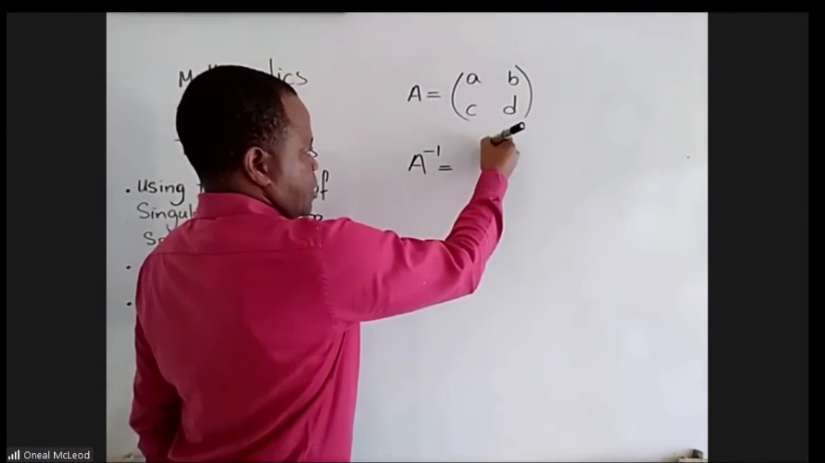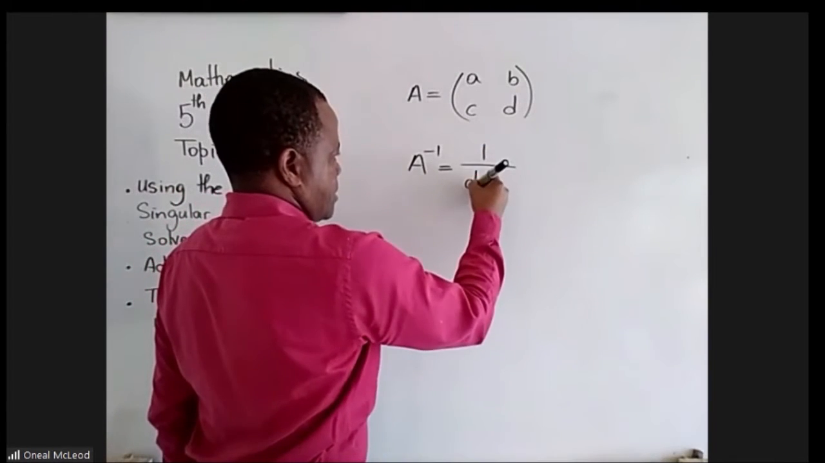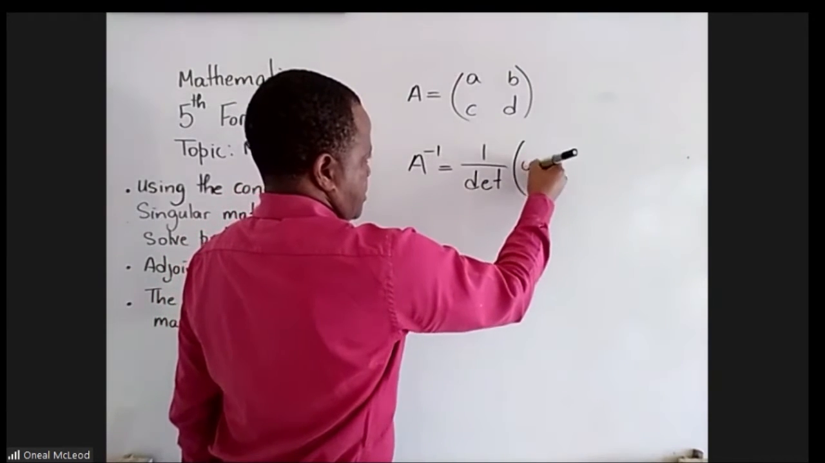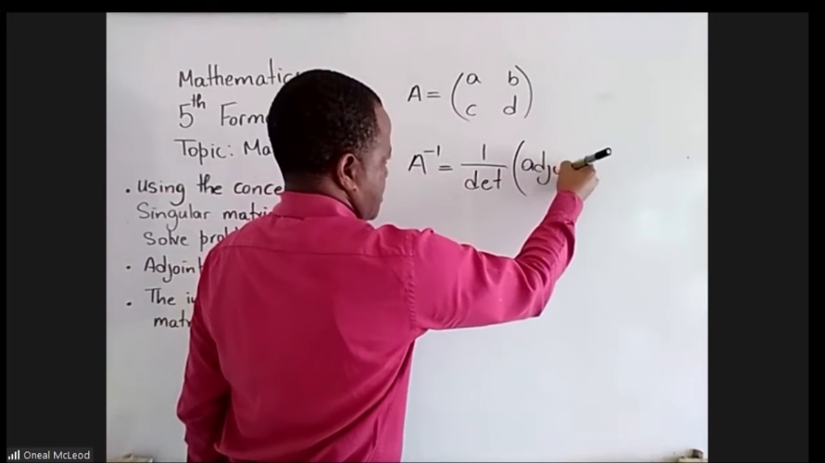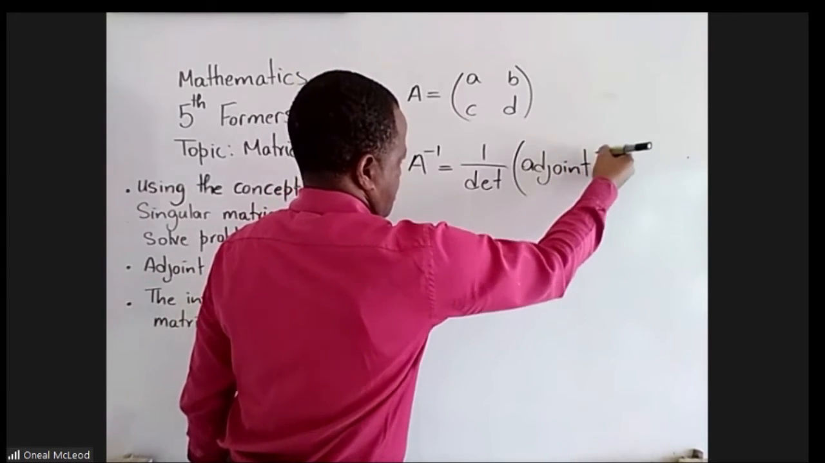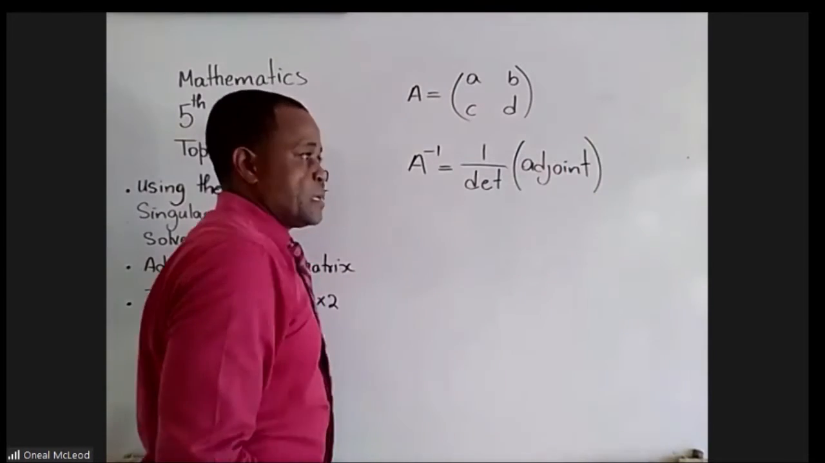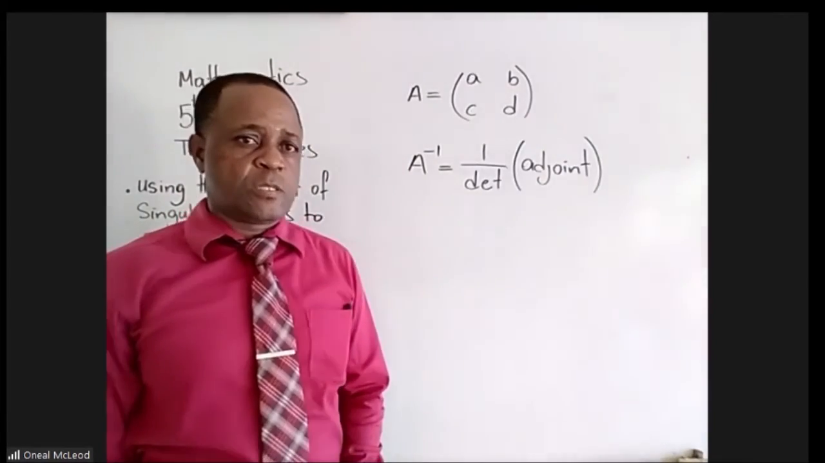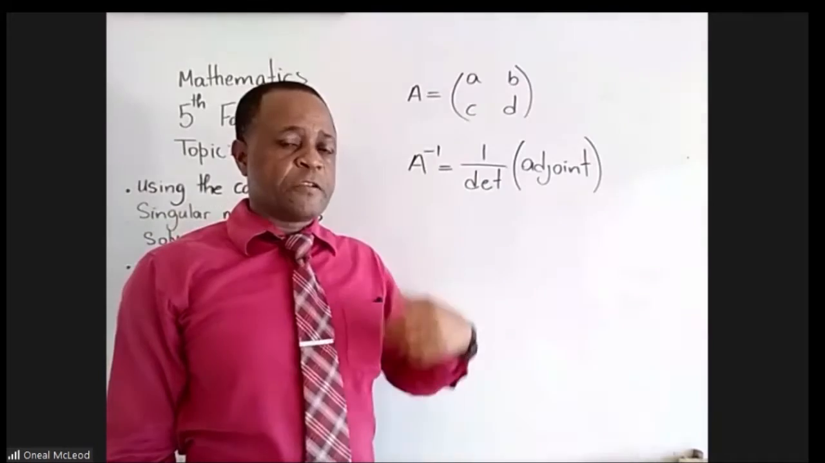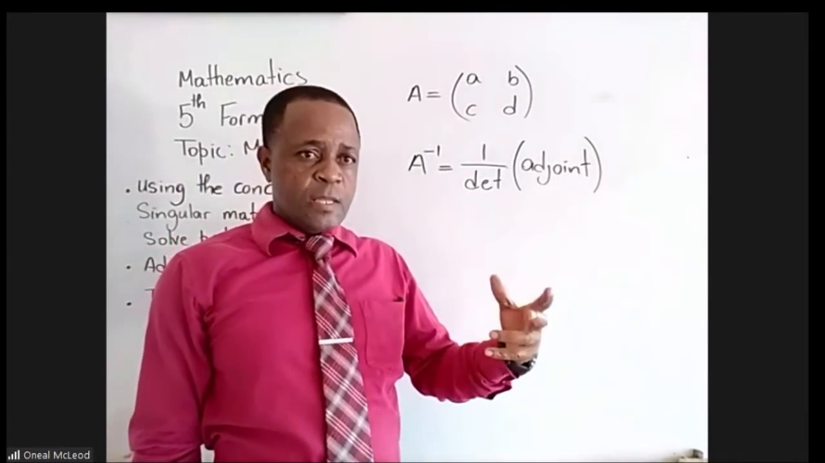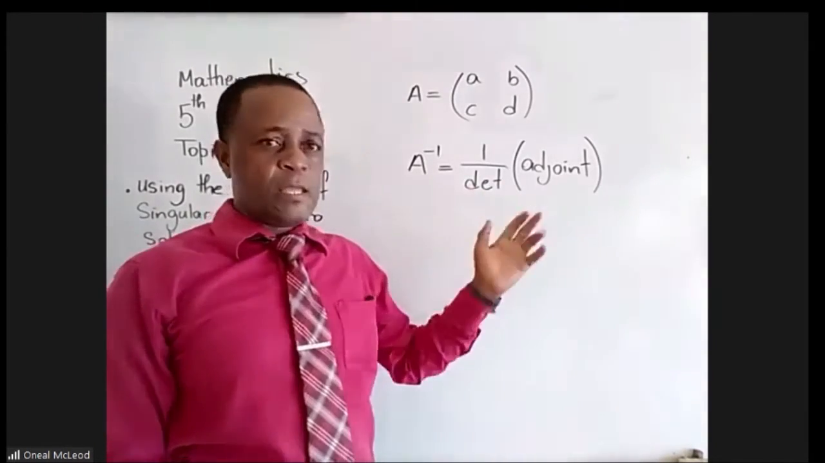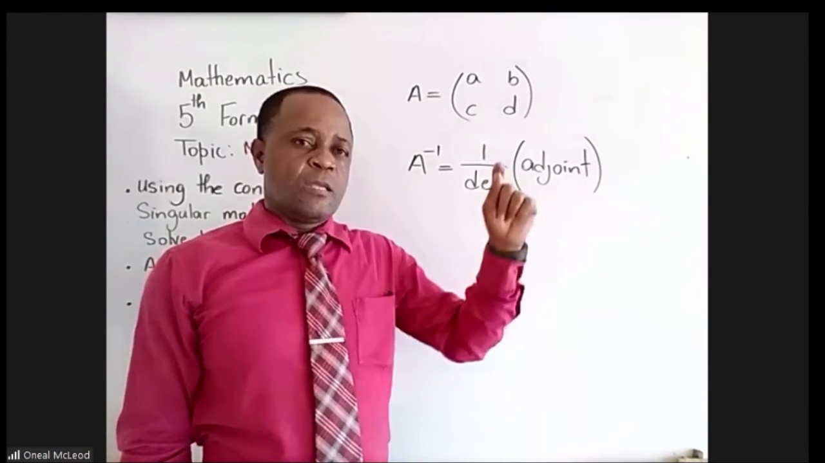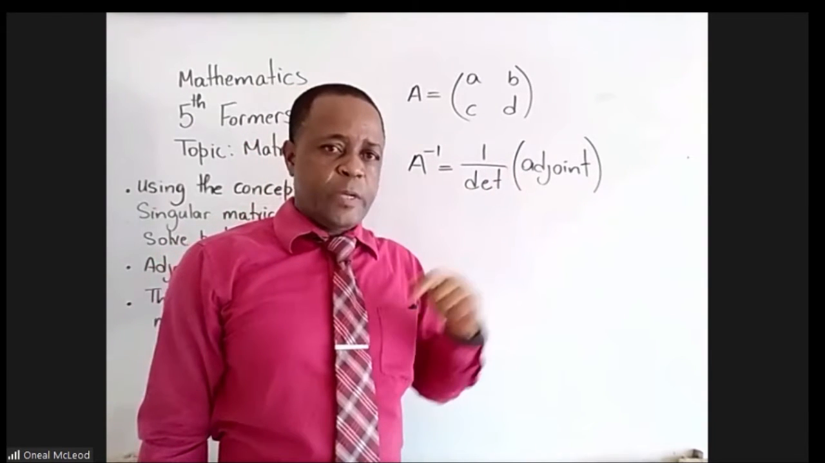It is going to be 1 over DET multiplied by the adjoint. So now you realize that the inverse is not difficult, because everything you need to know as it relates to finding the inverse of a 2 by 2 matrix, you already know it.